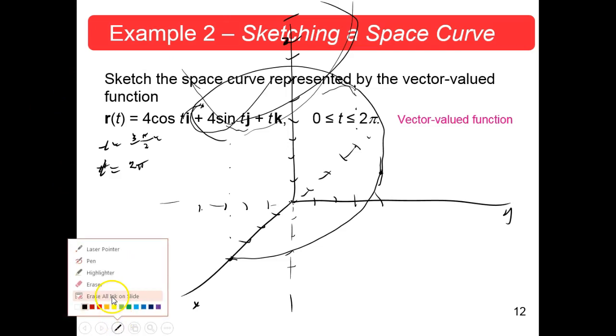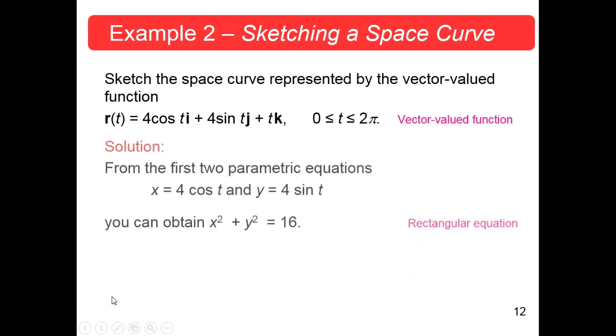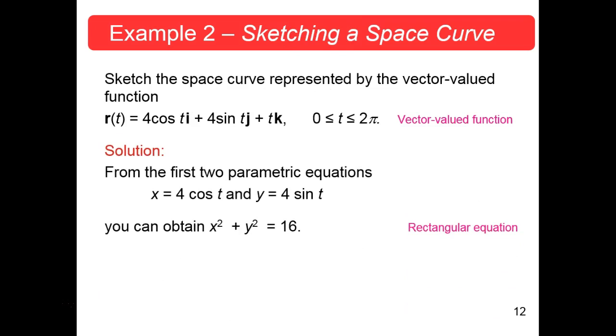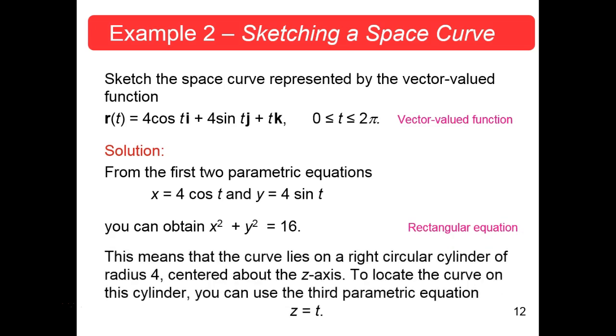Let's just see how theirs looks. From the first two parametric equations, x equal 4 cosine t and y is equal to 4 sine t, you can obtain x squared plus y squared is equal to 16, which is a circle of radius 4.